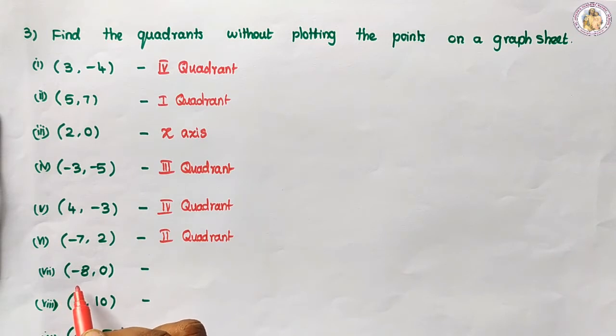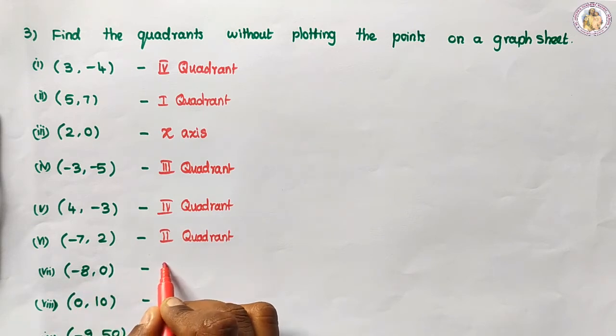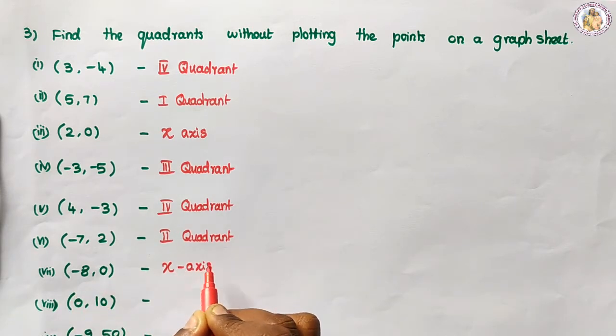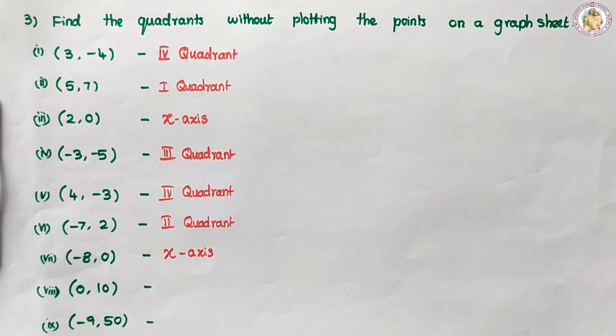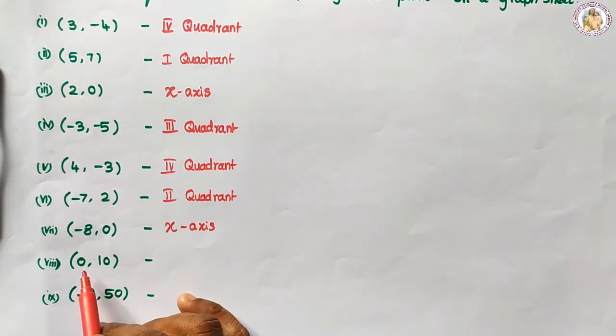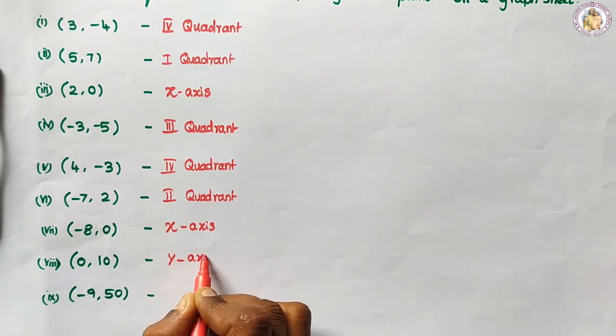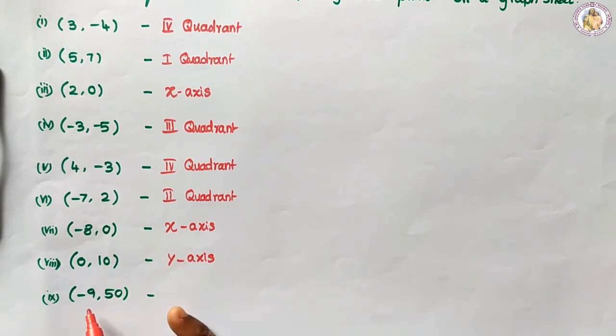And next one, minus 8 comma 0. Here 0 is there. Which one? Y-axis. So it lies on the x-axis. Y-axis 0 means it lies on the x-axis. Next one, 0 comma 10. X-axis 0 here. So that lies on the y-axis. And minus 9 comma 50, minus plus, which quadrant is this? Second quadrant.